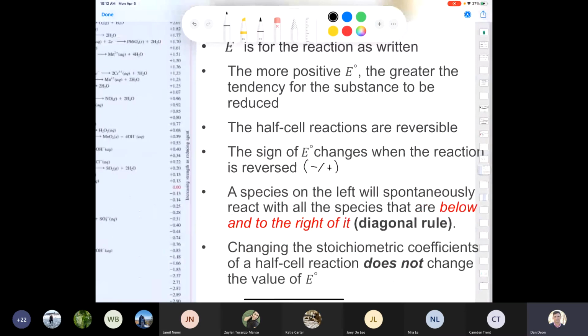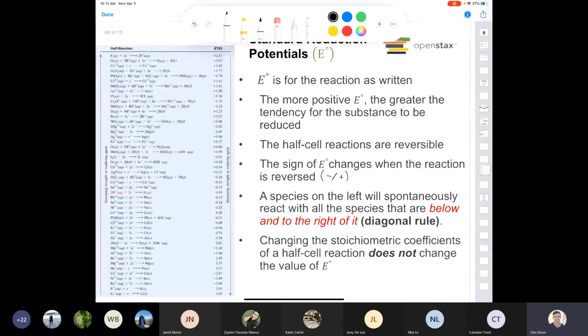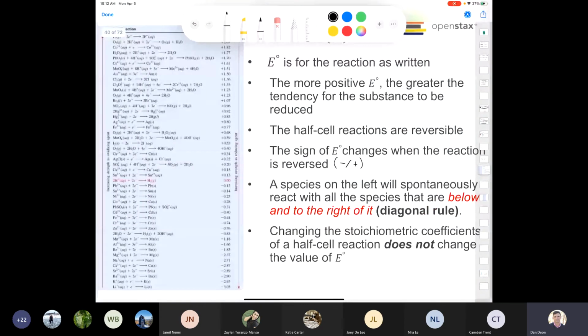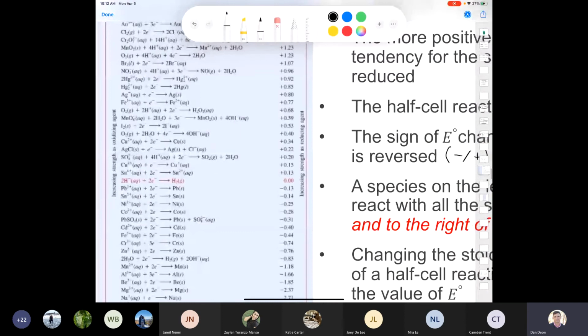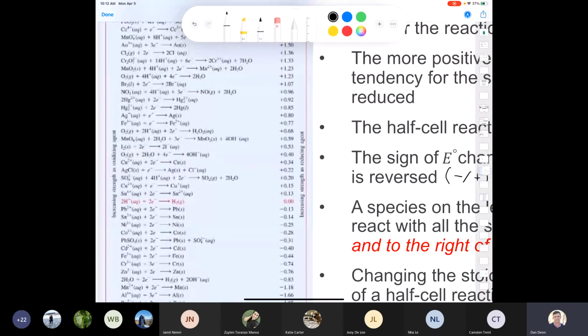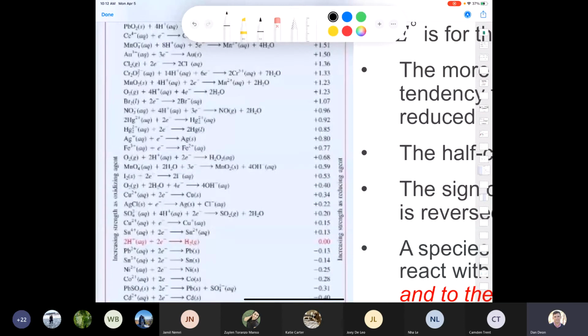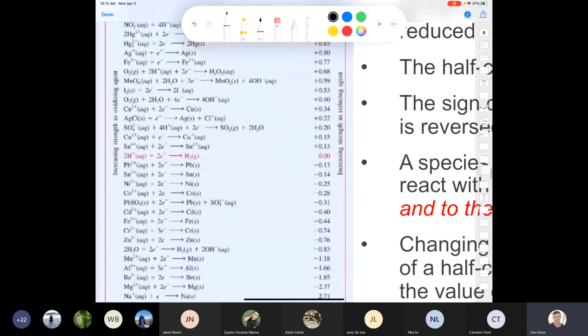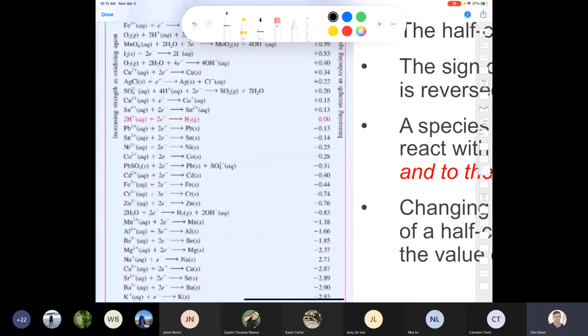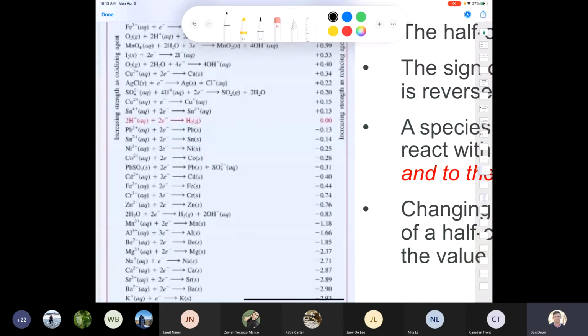Now here's a cool rule. It says any species on the left will spontaneously react with all of the species that are below it and to the right. And that's what we call the diagonal rule. Remember the reaction that we saw between solid zinc and copper 2+ ions? Check this out. But if we find zinc, where's my zinc? It was what, 0.3? No, that was the copper 2+.